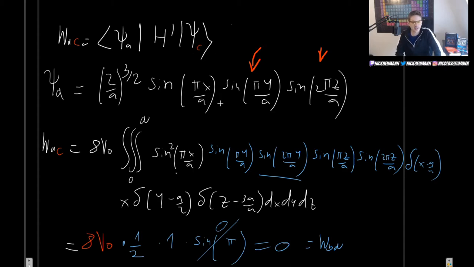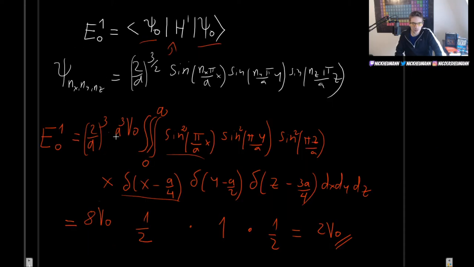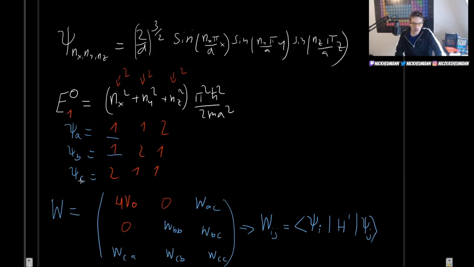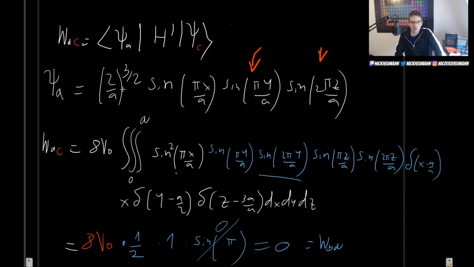All right, what is that? Well, Psi C is going to be the state, where did we write it down? Here. So Psi C is 2, 1, 1. So Nx is 2, Ny is 1, Nz is 1. That is what we defined. So it's going to look like this, except that now there's going to be a 2 in here. All right, so there's going to be 2 pi x over a for Psi C. That's the difference. And we're going to do this same integral.